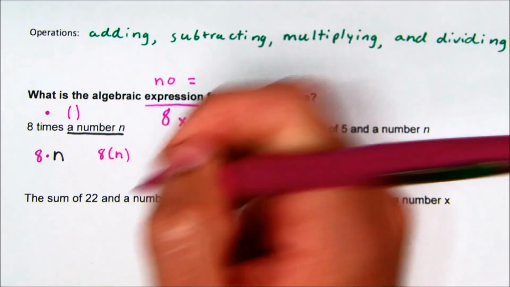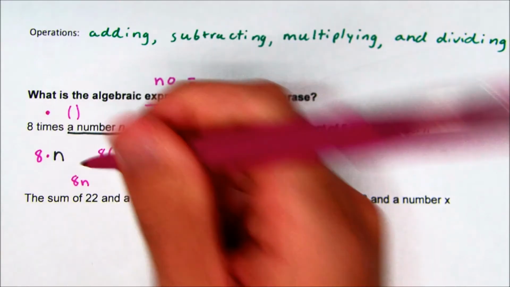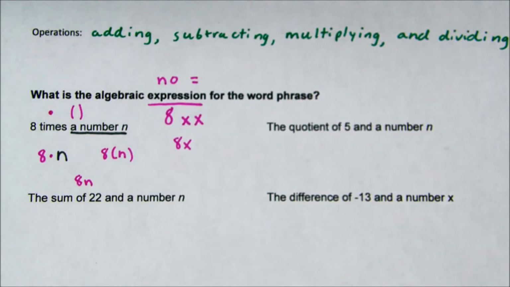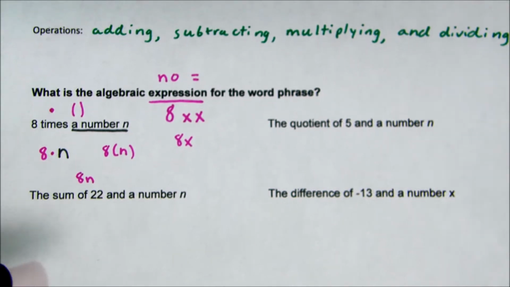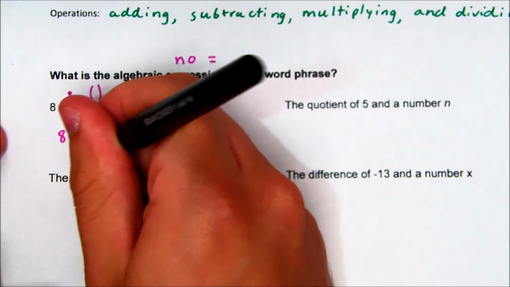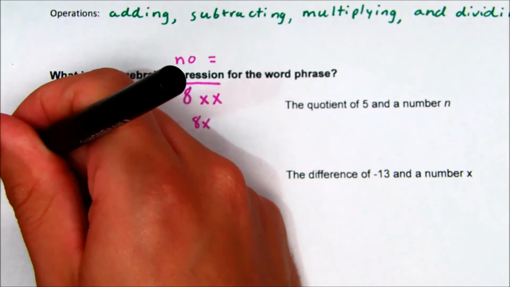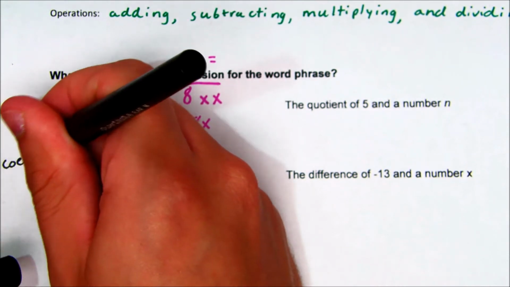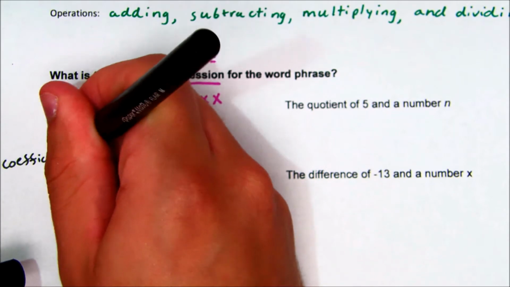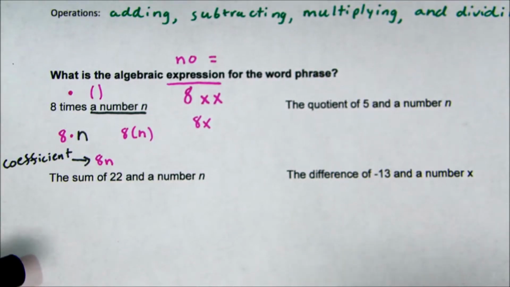Now whenever we're multiplying, like so, we always want to put the number out front. And this has a new definition. This is called the coefficient. This is something you need to write down. The coefficient is the number out front, and it is a very important term to know.